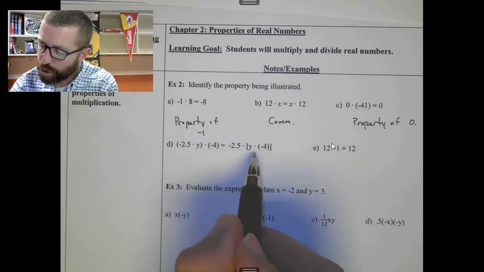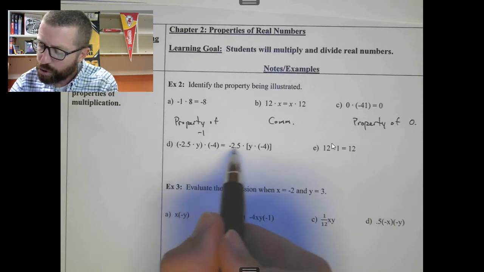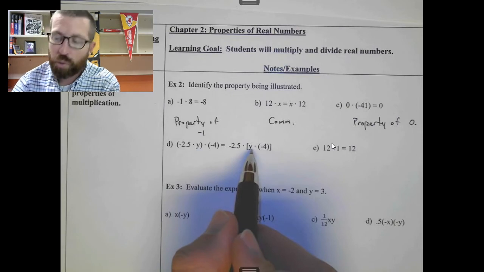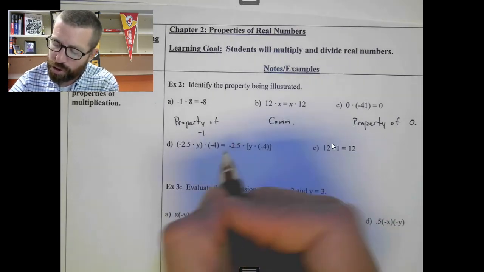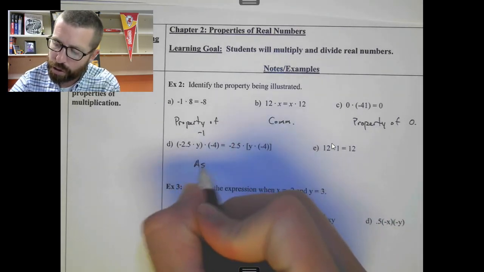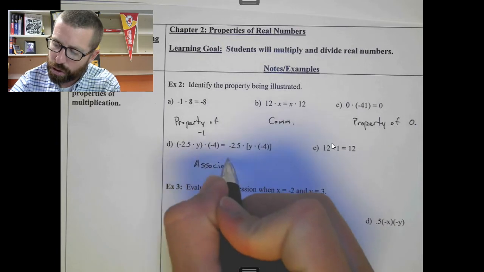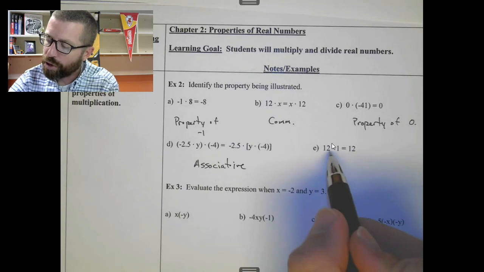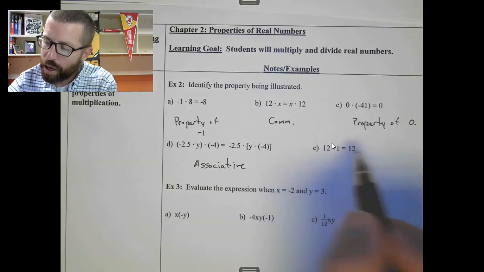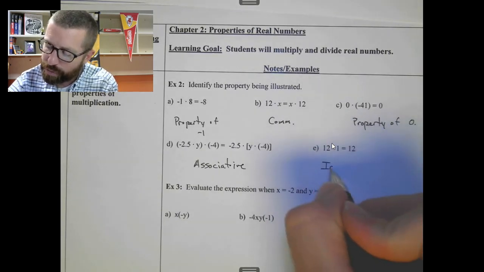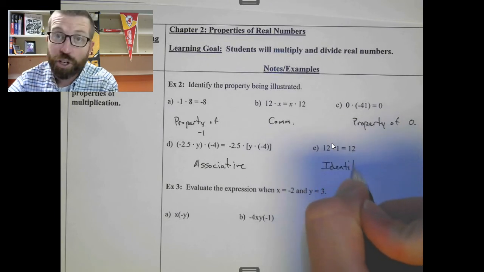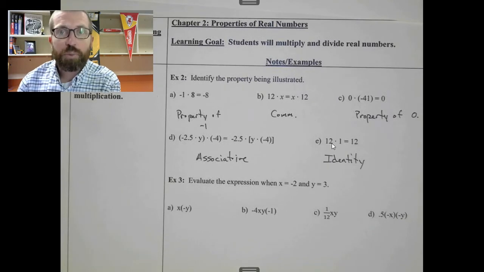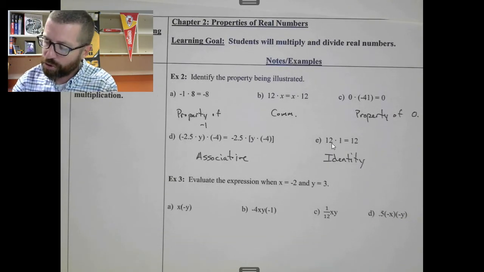Here, it looks like we're regrouping things. So negative 2.5 times y, and then over here, we're going to do the y times negative 4 first. So that's the associative property. I won't abbreviate that one too good. And then here, 12 times 1 is 12, and that is the identity property. If you multiply by 1, you just get what you started with. You use that a lot with fractions, adding and subtracting fractions.